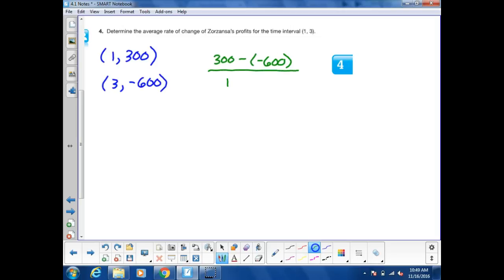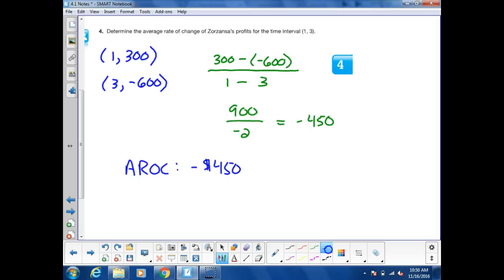And so then that would be 1 minus 3. So this would be 900 here over negative 2, which is negative 450. So my average rate of change, my AROC here, is negative $450,000 per year.